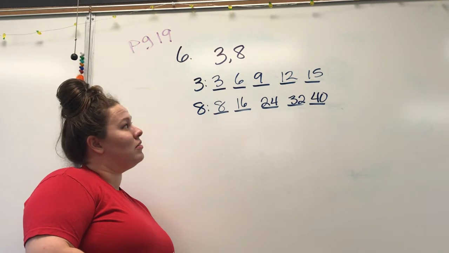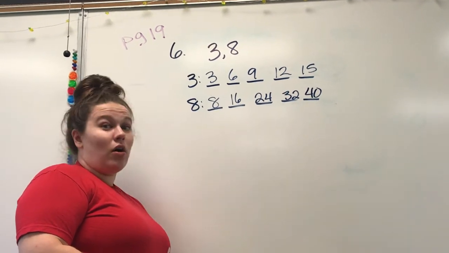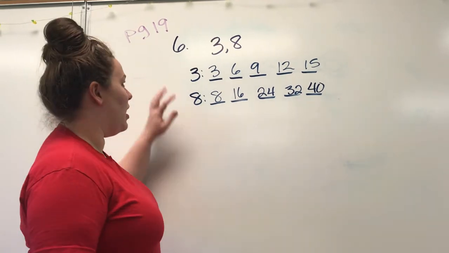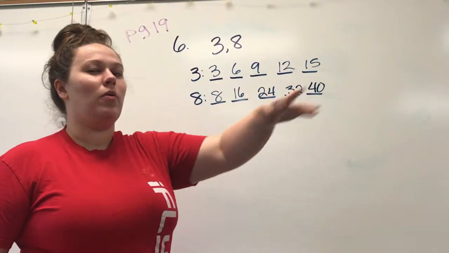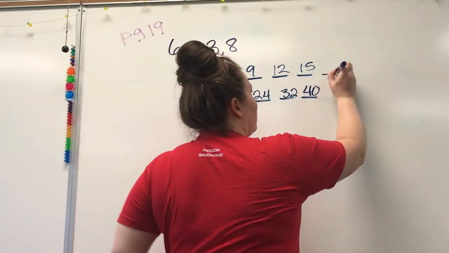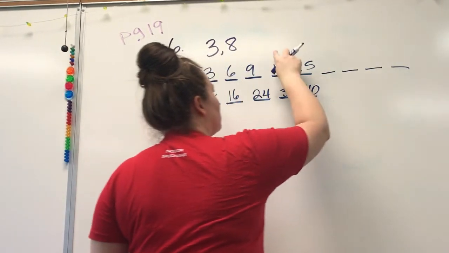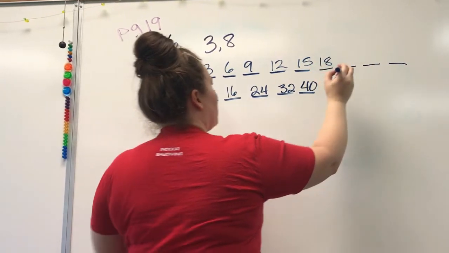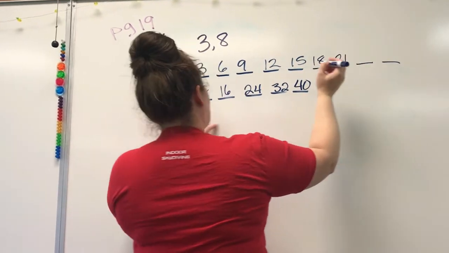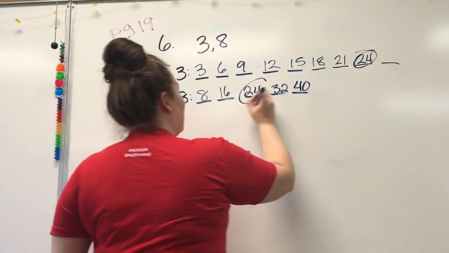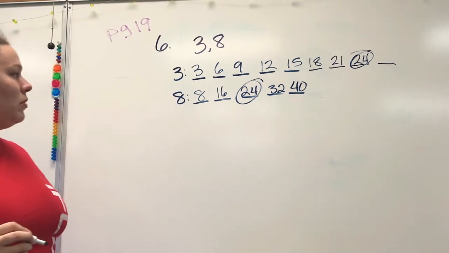Do you see any number that they have in common? I don't. So, what do we need to do? My suggestion is take the lower number and keep going. See if you run into any of these. So, going by 3s, I hit 18. That's not on here. Next, I hit 21. Still not on here. Next, I hit 24. That is a common multiple.